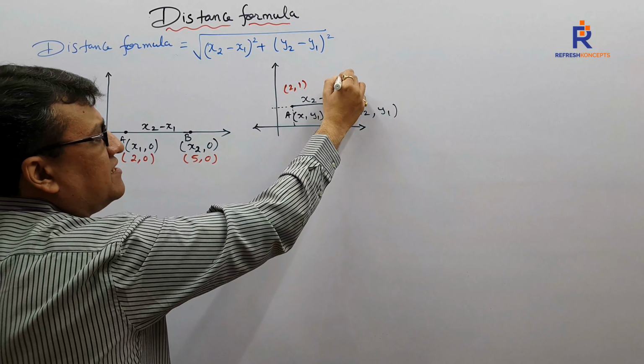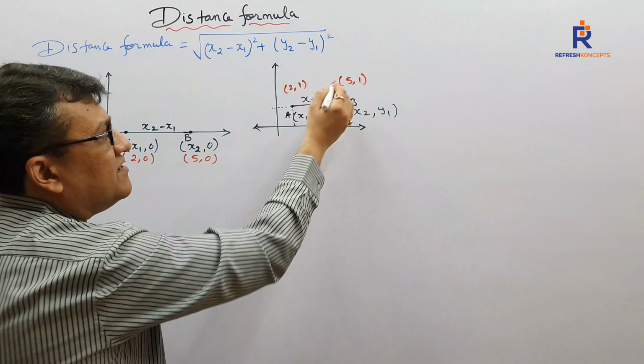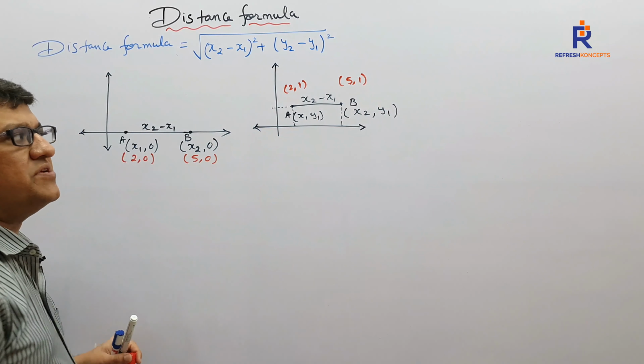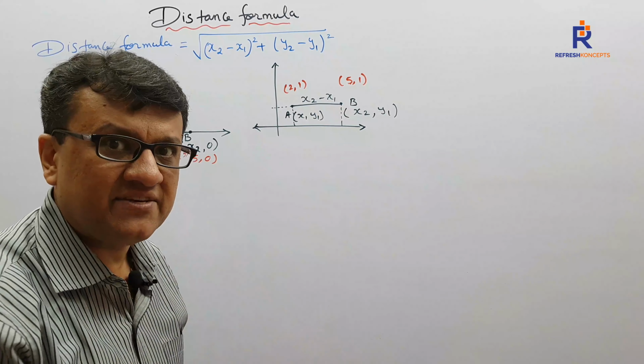Point B has coordinate 5 comma 1. Then what is distance AB? 5 minus 2. Answer is 3. The 1 doesn't play any active role over there. The y coordinate doesn't play any active role.